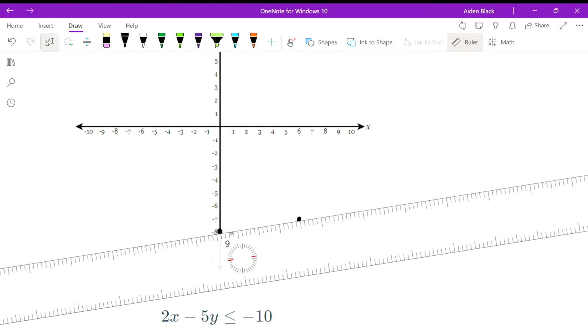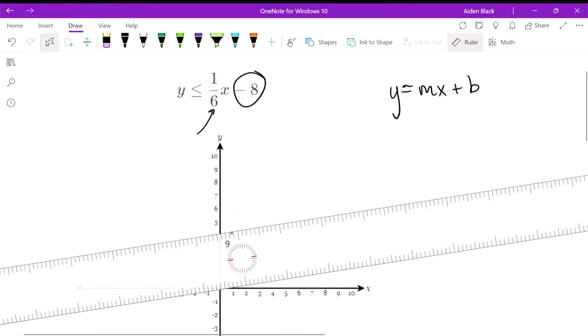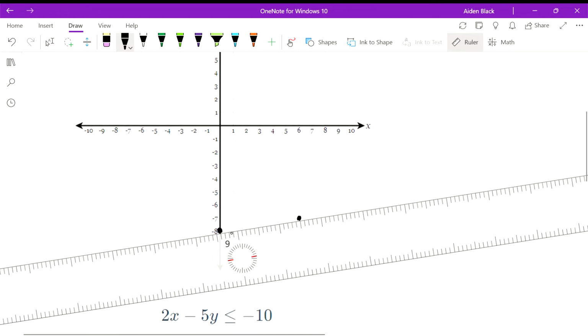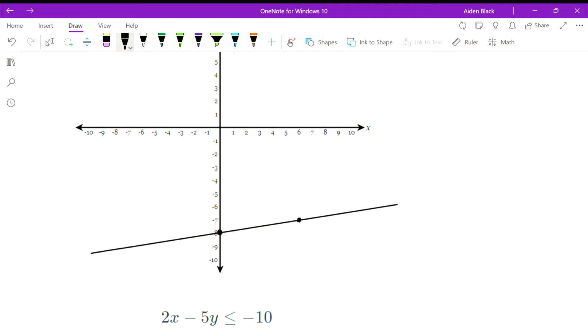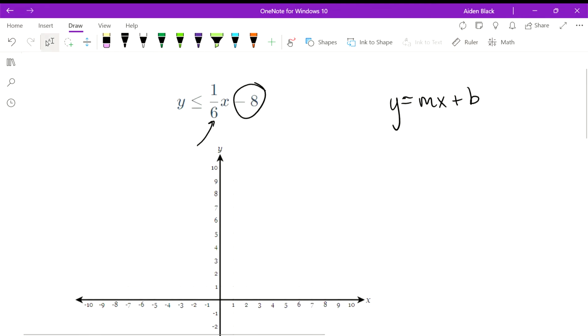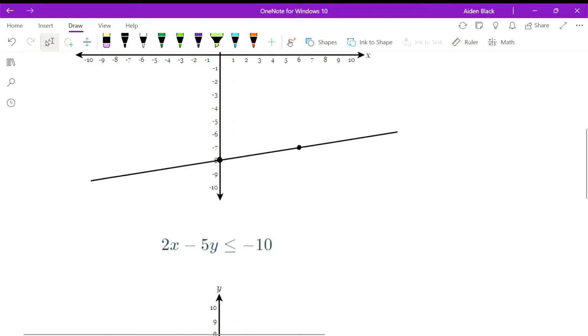One thing to note before I draw this line is our inequality is less than or equal to, so that means we have a solid line as opposed to a dotted line. So we'll have it like this. We know that it should be less than that. So if it's less than, it goes below. Shaded region is below the line.